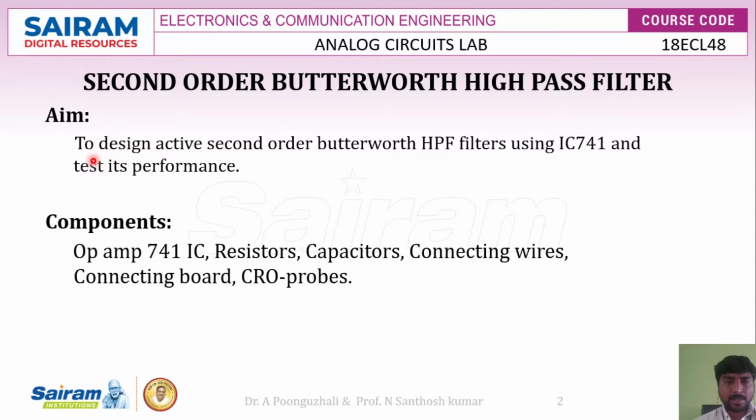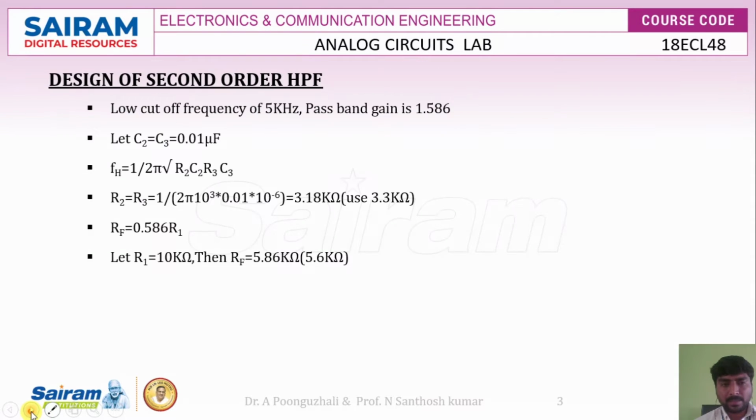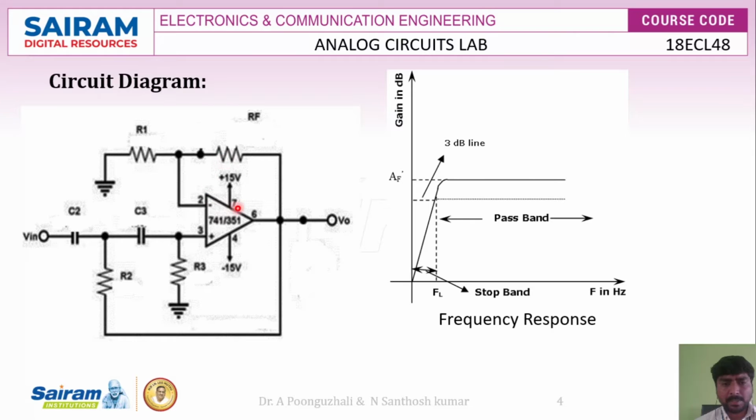So here our aim of the experiment is to design an active second order Butterworth high pass filter. Since we are using an active second order Butterworth filter, we will use an active component, that is the op-amp 741 IC, for performing this experiment. The components required are op-amp 741 IC, resistors, capacitors, connecting wires, breadboard, CRO, signal generator, and we need a variable power supply for connecting plus VCC and minus VEE for the op-amp.